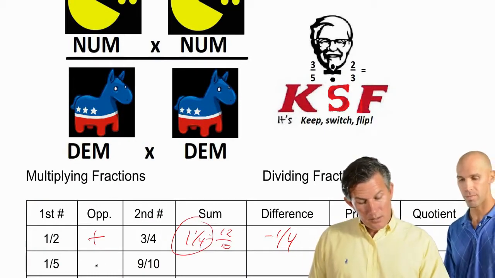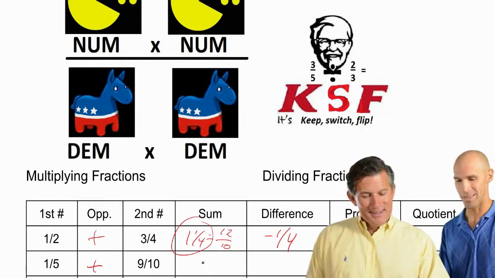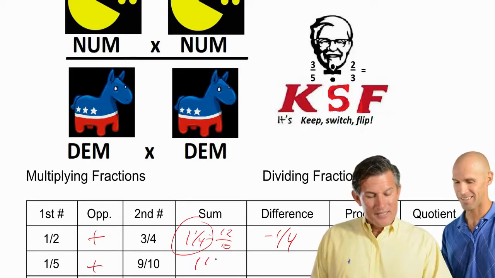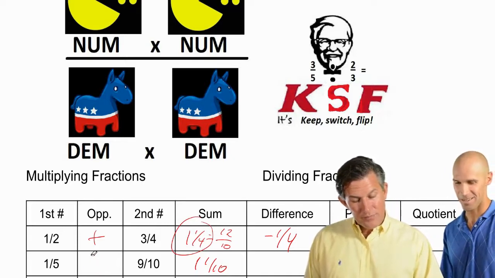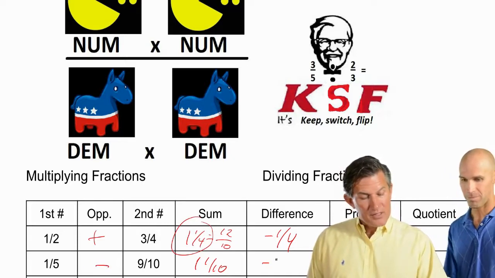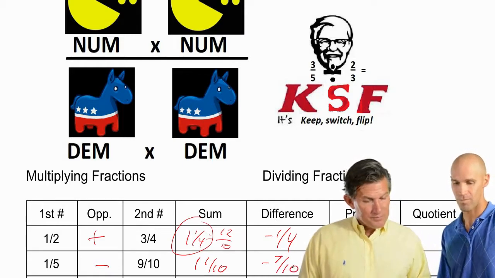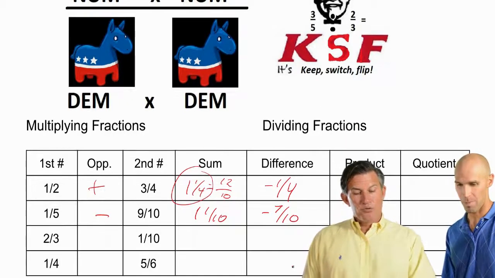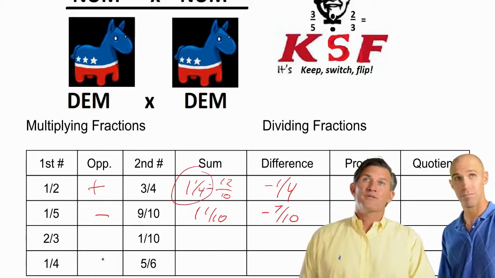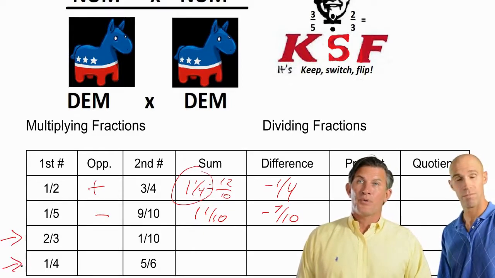What was the sum? The sum, 11 tenths, right? It was 1 1/10. That was correct. And then if it was subtraction, then I think it was -7 tenths. Wasn't it? I believe so. Okay. So you're going to try these two on your own. Do this one and this one on your own, and then you can pause the video.